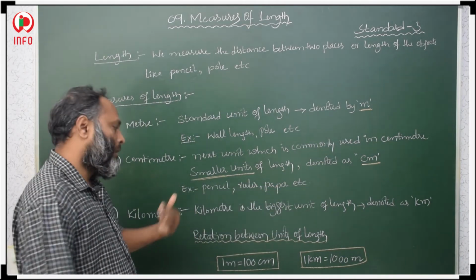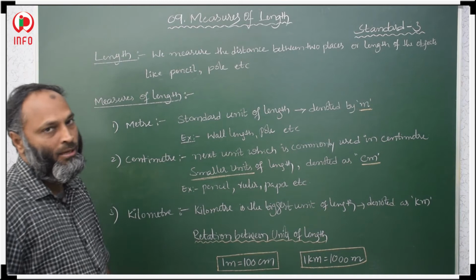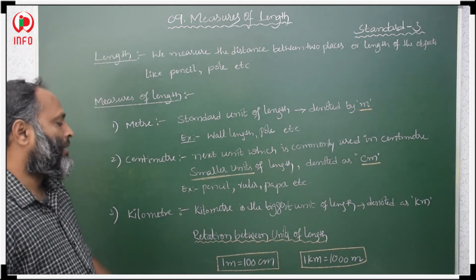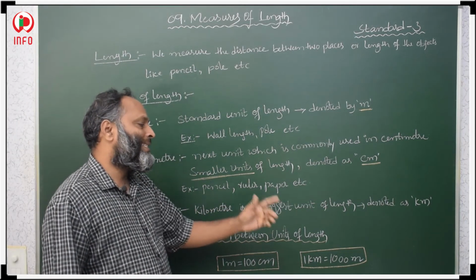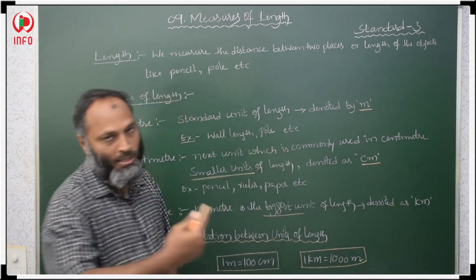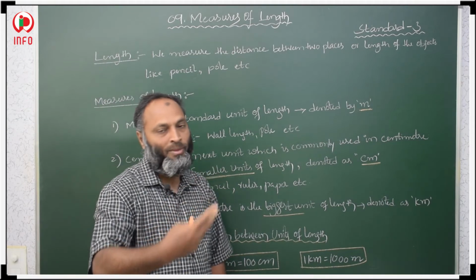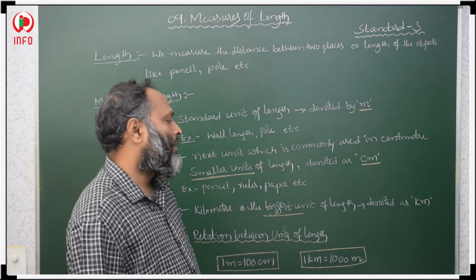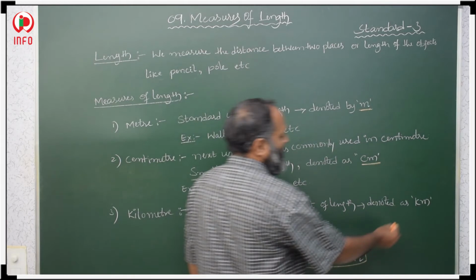Okay. Then one more unit is there to measure length, that is kilometer. Kilometer is the biggest unit, bigger than all these, means bigger than meters as well as bigger than centimeter. Kilometer is a bigger unit. So, it is denoted as km.